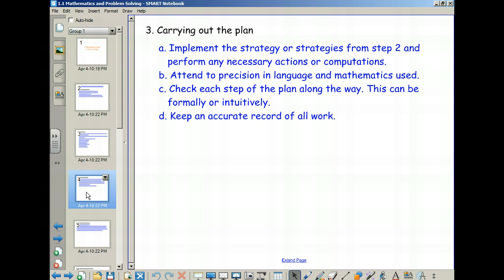And then keeping an accurate record of your work. Scratch paper is great, but make sure that you actually keep it until you're done with the problem, so that you've got all of it transferred to however you solved it.